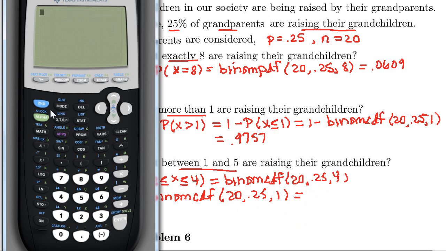So I'm going to clear this out. We go to second variables, come down to binomial CDF. N and P are the same, we just have to change that X value to a 4. Paste it, minus second variables. Go down to binomial CDF again, enter. 20 and 0.25 stay the same, change our X to a 1. Paste it, enter. 0.3905.